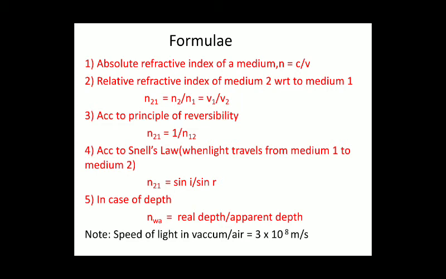Then a fourth, according to Snell's law, N21 is sin i upon sin r, because there is a change in the angles. After that, in case of depth, real depth upon apparent depth. And here I have mentioned the speed of light in vacuum or air, that is 3 into 10 raised to the power 8 meter per second.